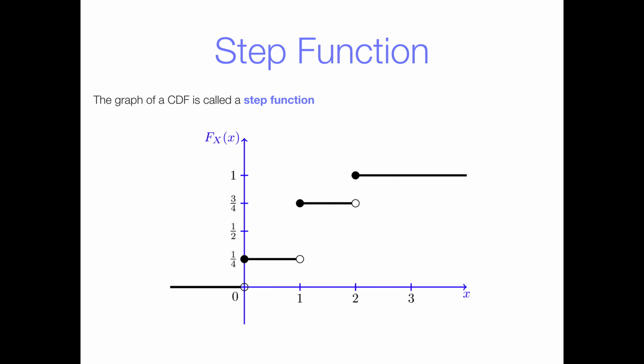And now, how do we read the rest? Well, until you hit 0, there's no probability. Once we hit 0, it jumps up to 1/4. And then it stays at 1/4 until we hit 1, where it jumps to 3/4. And it stays there until we hit 2, where it jumps to 1, and then it stays there permanently.